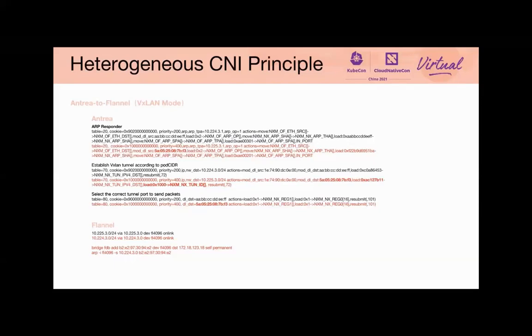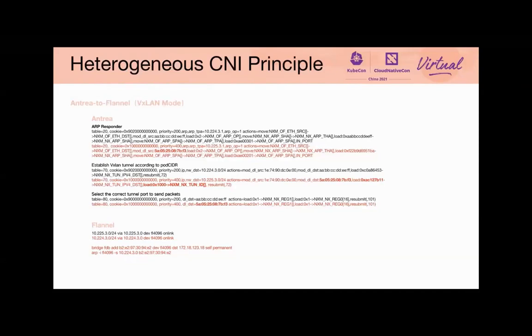Continue to look at table 70. You can see that the flow table will perform corresponding actions according to the destination CIDR. Set the IP of the destination node as the destination address of the tunnel, and set the corresponding VNI at the same time. The function of reg is to select the correct port to send the packets.